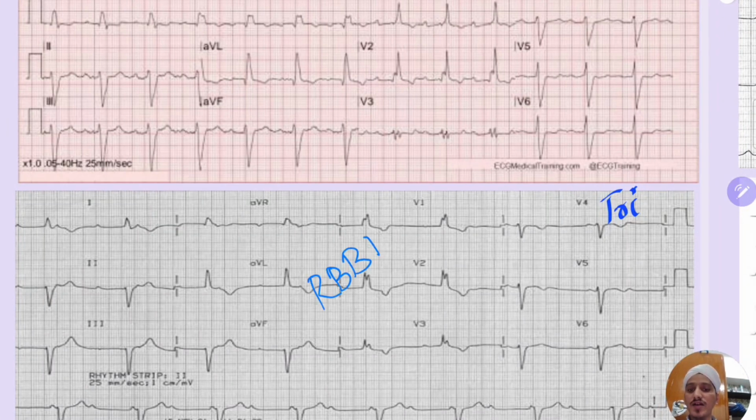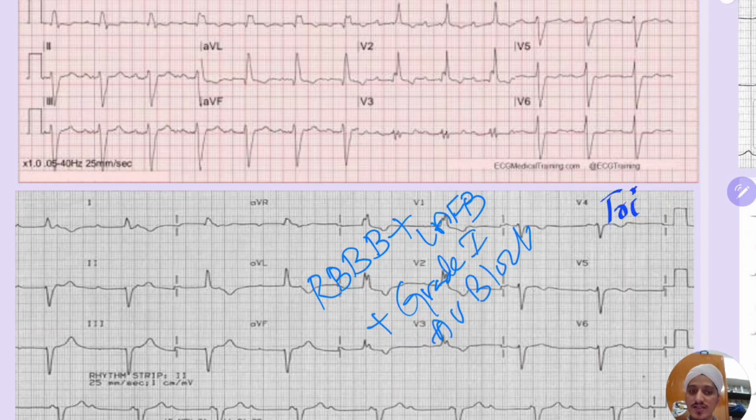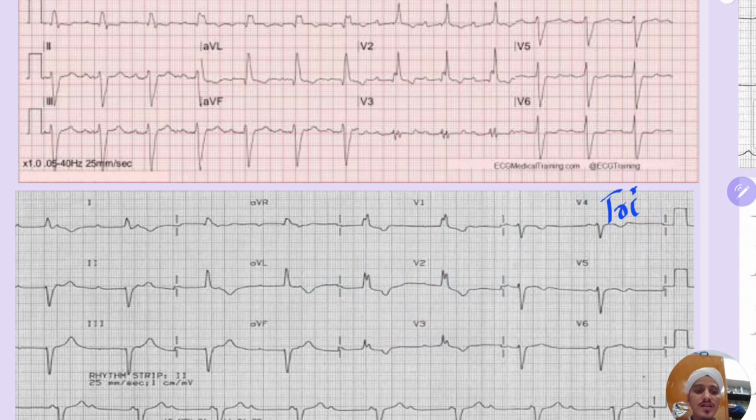So what all we have found out: RBBB plus LAFB, left anterior fascicular block, along with grade 1 AV block. So that is nothing but trifascicular block. Do you see any chamber hypertrophy or strain pattern here? You can't make out any chamber hypertrophy or strain pattern.